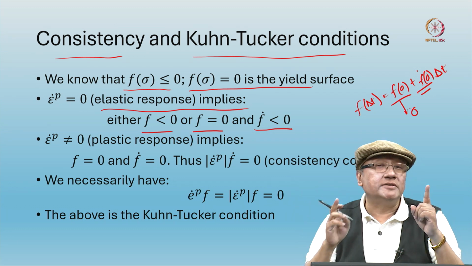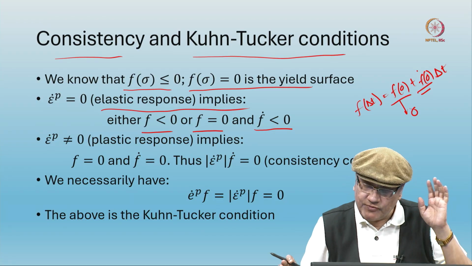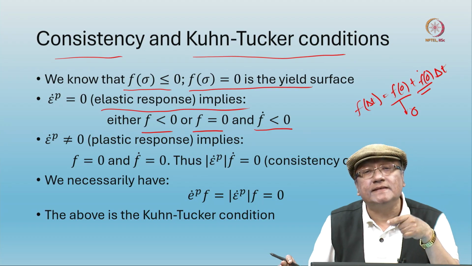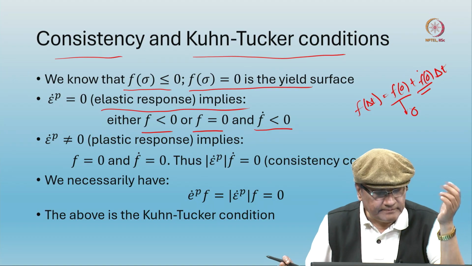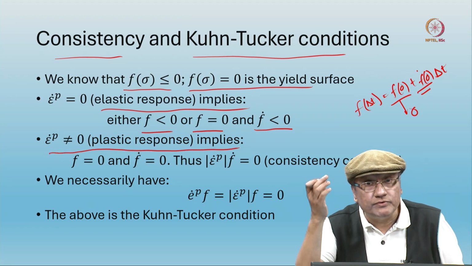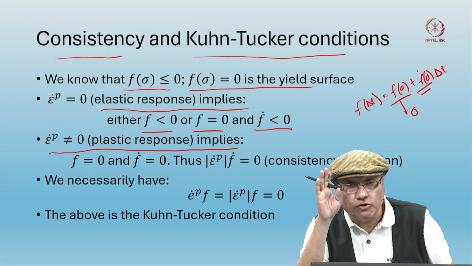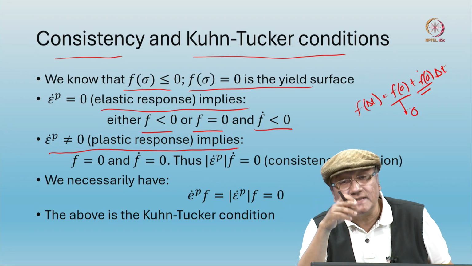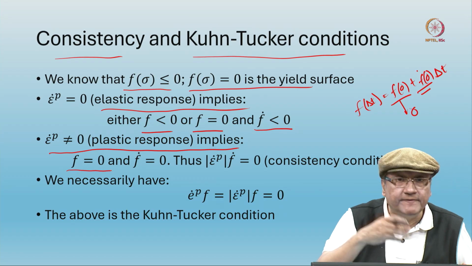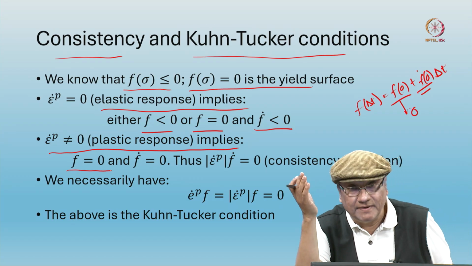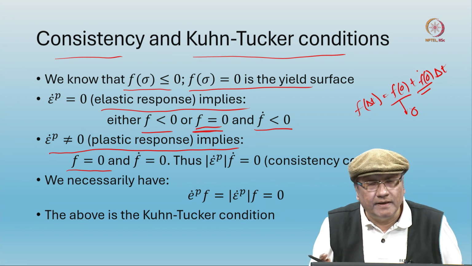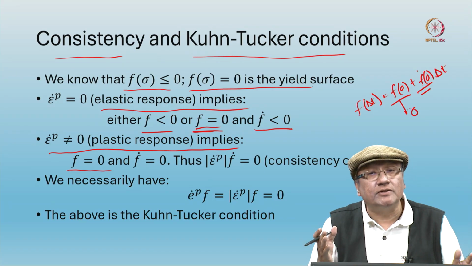So, there are two conditions which are important. One is f strictly less than 0, it is elastic, and f equal to 0 and f dot less than 0, that is also elastic. But epsilon p dot, that is the plastic strain rate, not equal to the 0 tensor means that there is actually some plastic response. In such a case, what will happen? f will definitely be equal to 0, but that is not enough, because earlier also we had f equal to 0. So we need an additional condition on f dot.